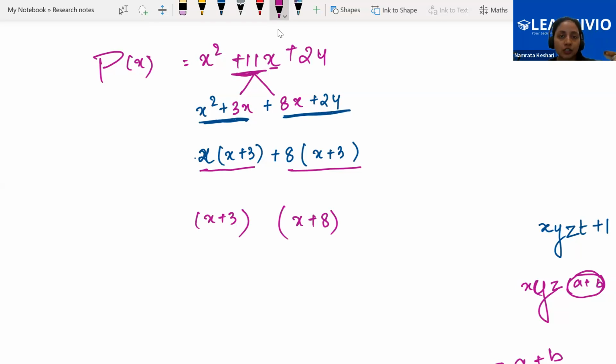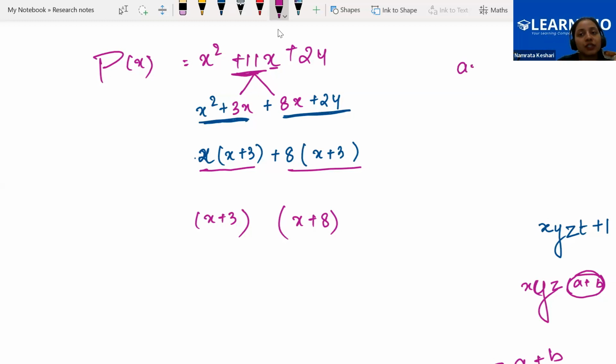We will talk about zeros afterwards. First you should understand how to split the middle. That is the first thing you should understand. And then we will be talking about how to find the zeros. So first let me know whether the steps are clear to you or not.